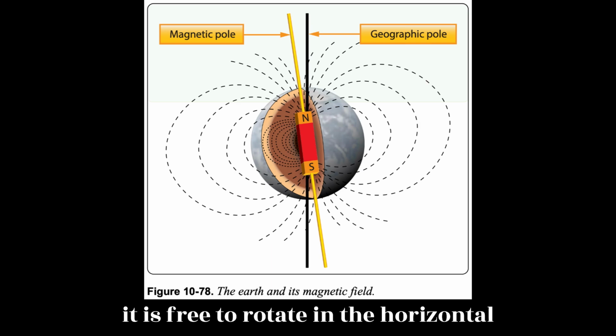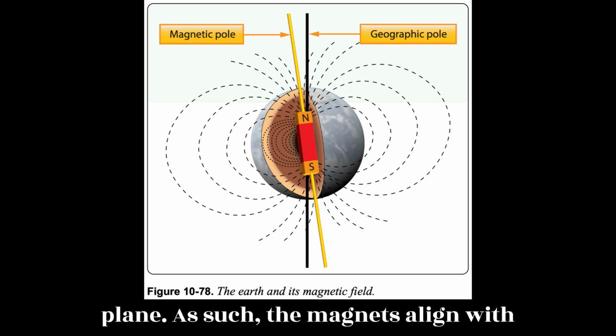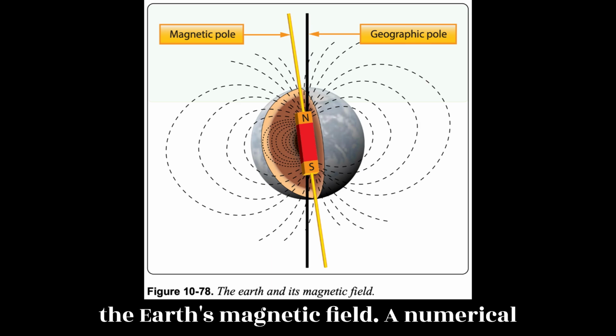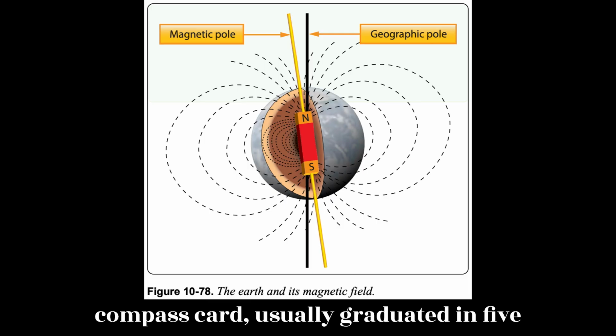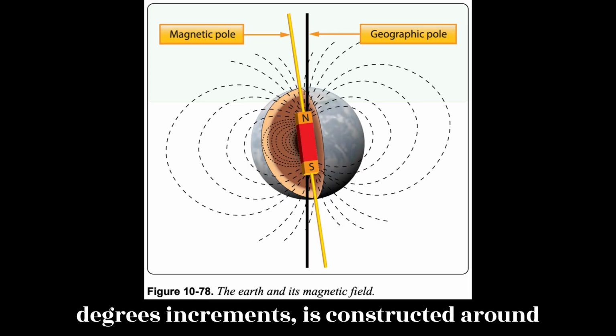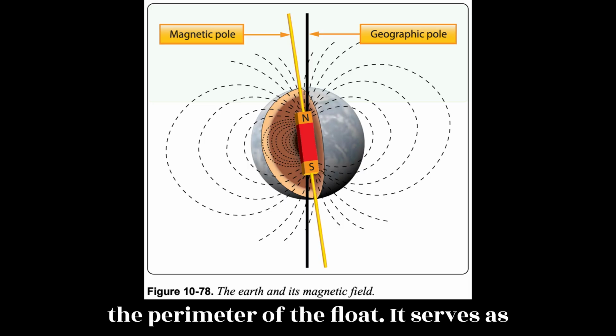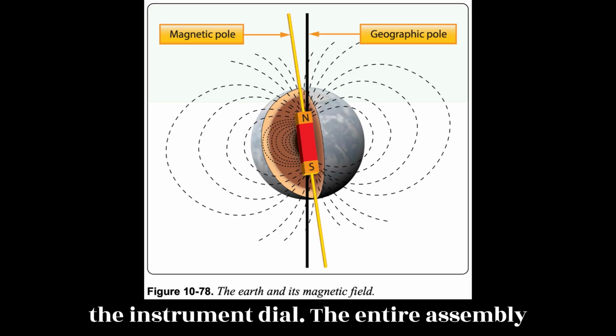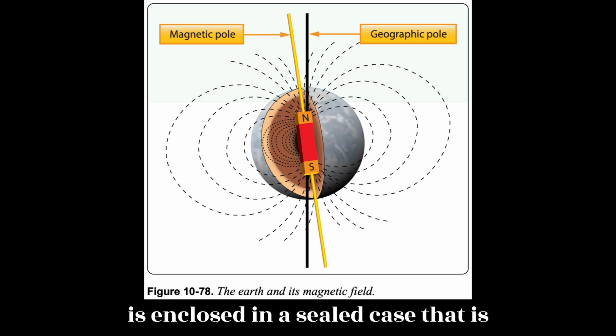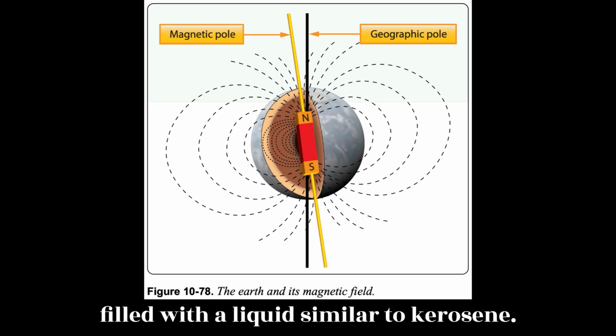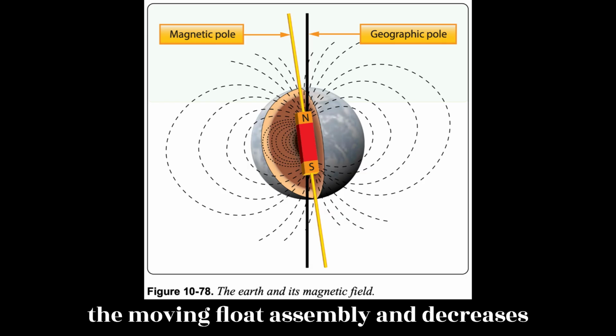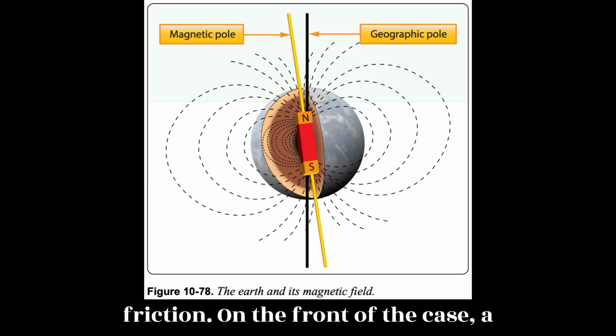As such, the magnets align with the Earth's magnetic field. A numerical compass card, usually graduated in 5 degrees increments, is constructed around the perimeter of the float. It serves as the instrument dial. The entire assembly is enclosed in a sealed case that is filled with a liquid similar to kerosene. This dampens vibration and oscillation of the moving float assembly and decreases friction.